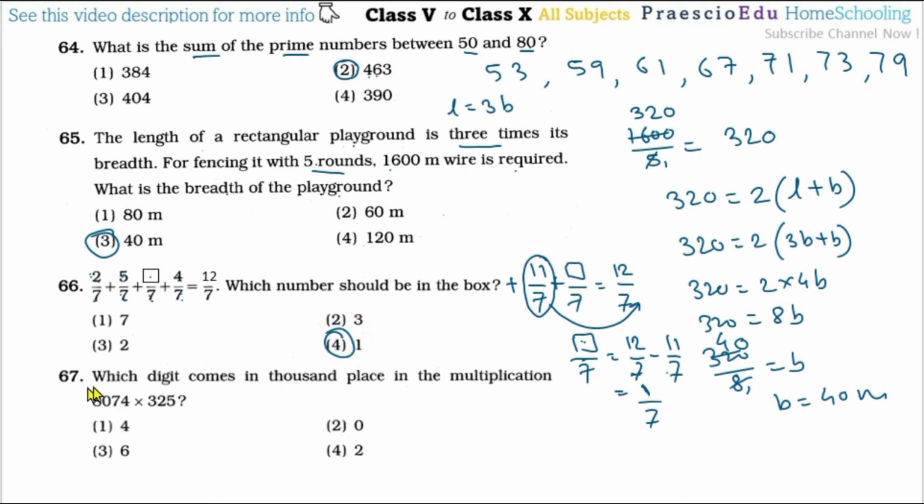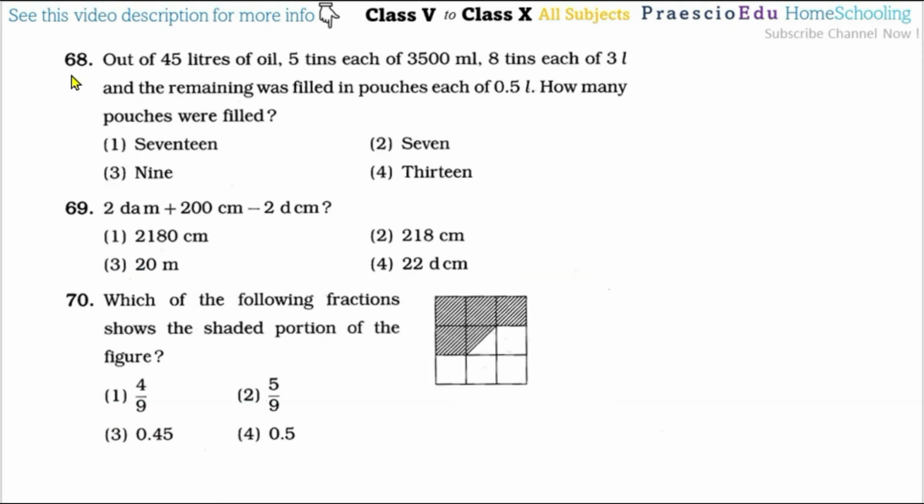Then question number 67: which digit comes in the thousands place in the multiplication? After you multiply, you will get the answer 26,24,050. In this, the thousands place has the digit 4, and the digit 4 is given in option number 1.